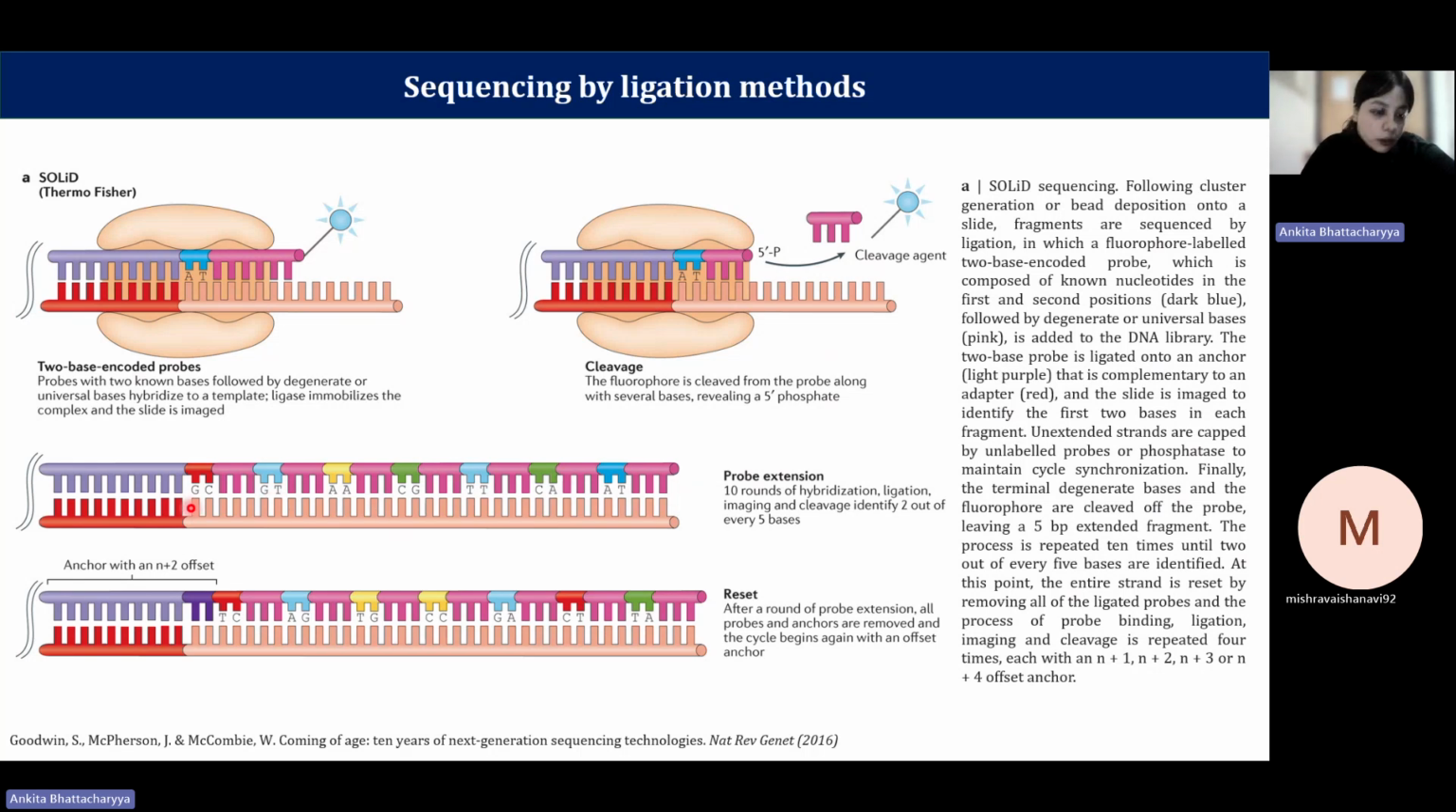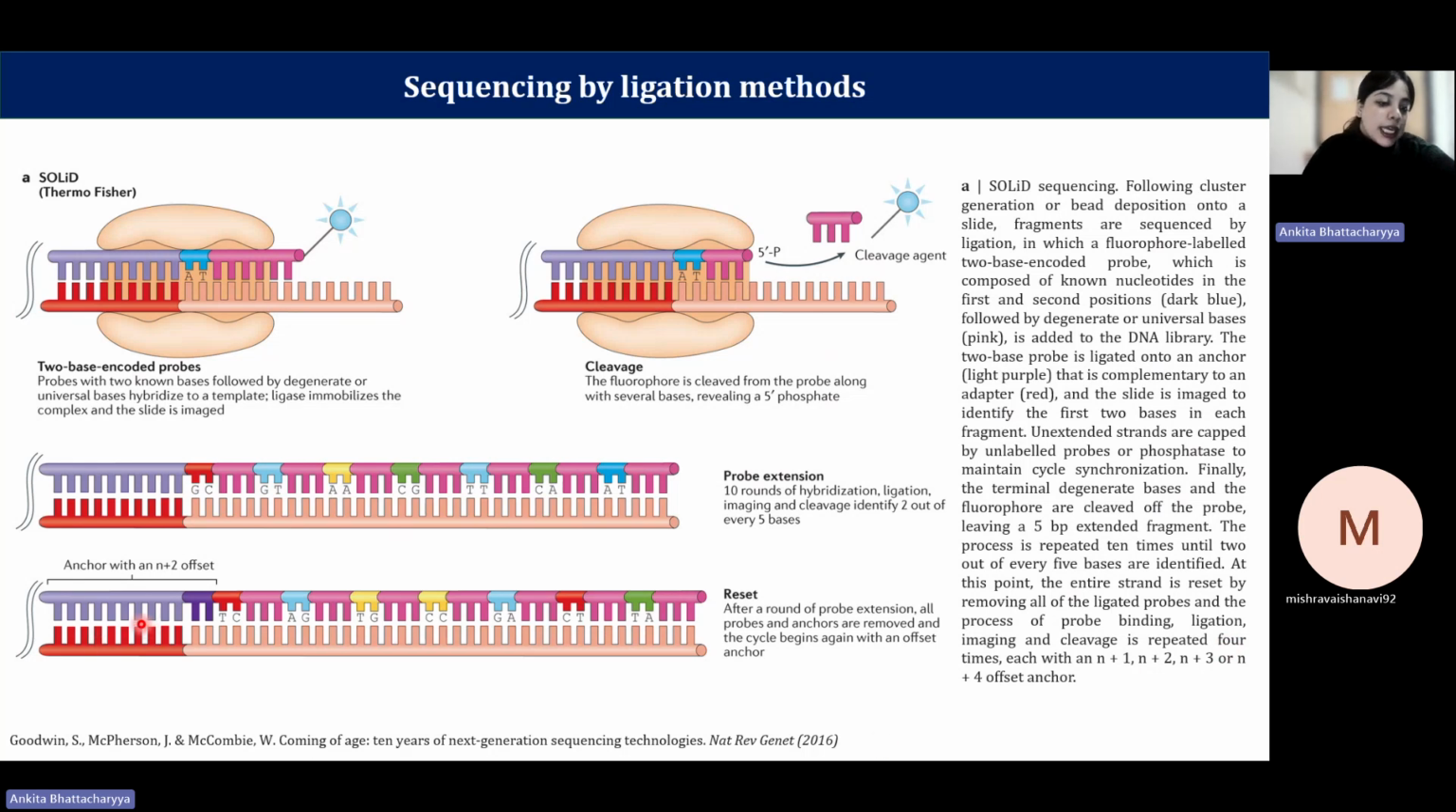Now, from this entire sequence, out of every 5 bases, you have 2 bases whose sequence is known. And in between, you have 3 interrupting bases whose sequences are not known. To decode that, what is done? The entire strand is now reset by removing all of the ligated probes, and the process is again repeated using an n plus 1, n plus 2, n plus 3 or an n plus 4 offset anchor.